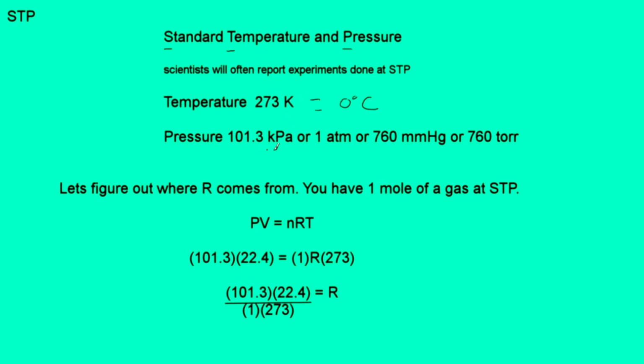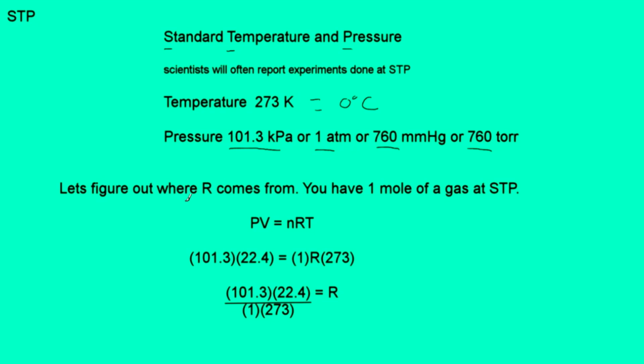For pressure, depending on which unit you're going to use, standard pressure is going to be 101.3 if we're talking about kPa, or 1 atmosphere, 760 millimeters of mercury, or 760 torr. These are all equivalent, just like Fahrenheit and Celsius. It's just different units. So we're going to use these values for standard pressure depending on the formula.